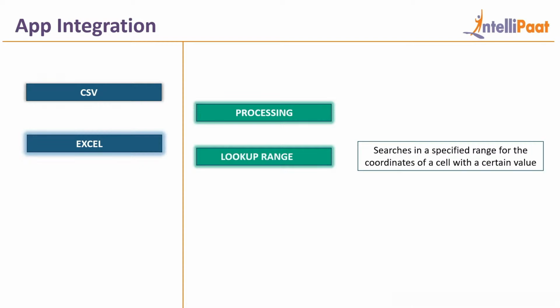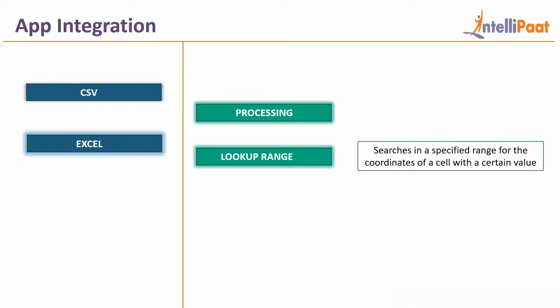Other than that, you have lookup range. It basically searches a specified range for a certain value. This is similar to what you do with a VLOOKUP. So basically, if you are looking for something, let's say if I'm looking for where is Tarun, right? In an Excel sheet, you'll have a lot of information.